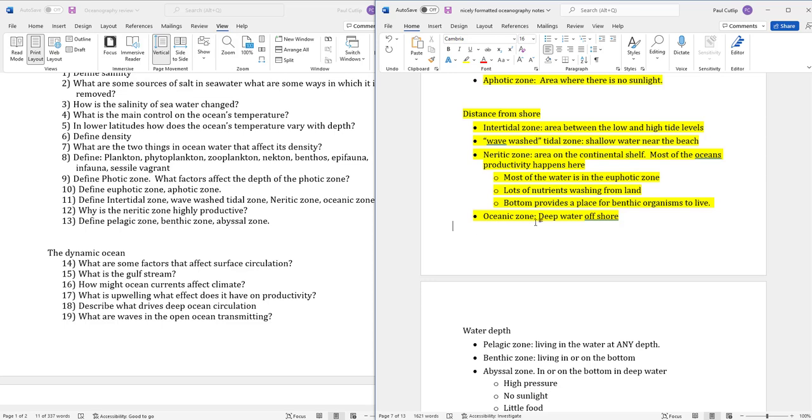And then the oceanic zone is that deep water offshore, right? Okay. If I come back, question 12 asks, why is the neritic zone highly productive? And here it is right here, right? Why does everything want to live in the neritic zone?